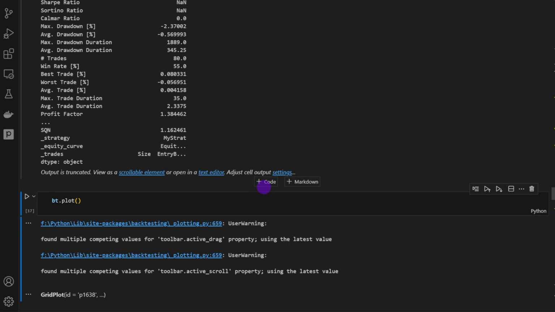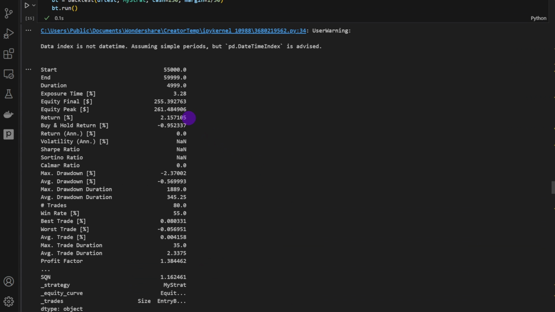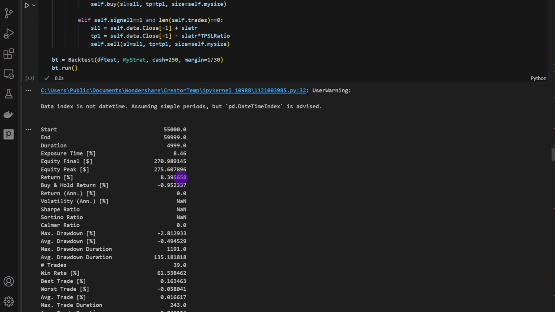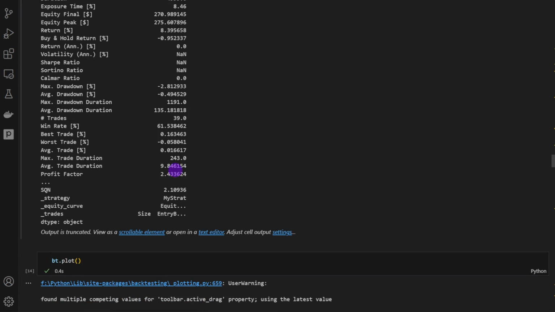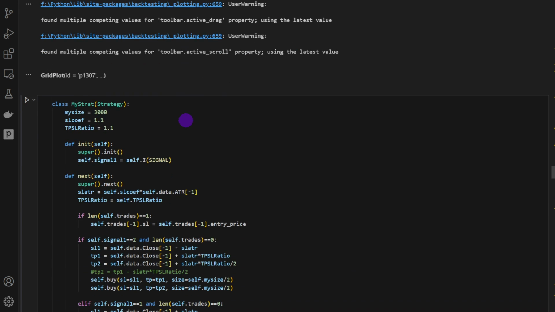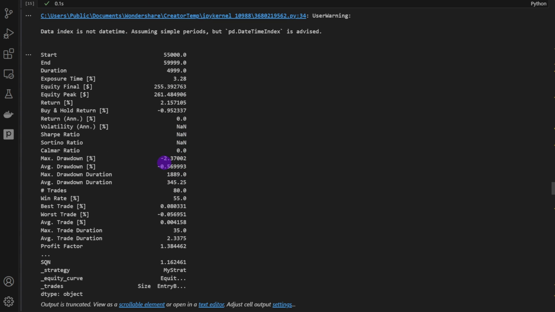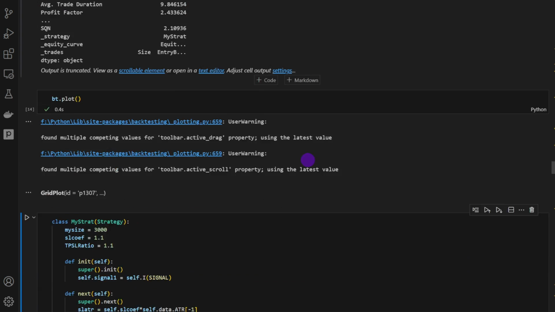So we can test this, we can run it, and we can see that we have 2.15% in return versus the 8.39% without the break-even approach. And usually we introduced the break-even approach to try and limit the drawdown. So we have a maximum drawdown percentage of minus 2.8 and an average drawdown percentage of minus 0.49. Let's see what we have here. So we have minus 2.3 with an average minus 0.56. It didn't do a lot of improvement. And it also limited our returns in total. So 2.15 instead of 8.39. So we could skip using it.